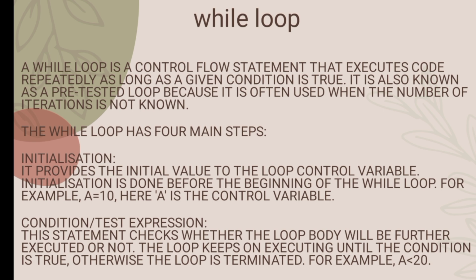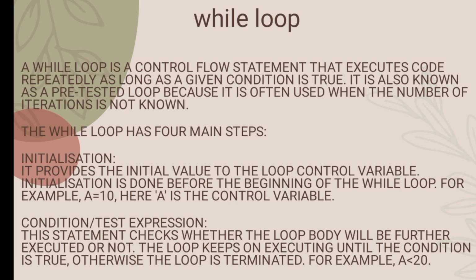A while loop is a control flow statement that executes code repeatedly as long as a given condition is true. It is also known as a pre-tested loop and is often used when the number of iterations is not known. The while loop has 4 main steps. First is initialization. It provides the initial value for the loop control variable, and initialization is done before the beginning of the while loop. For example, a is equal to 10, and here a is the control variable.